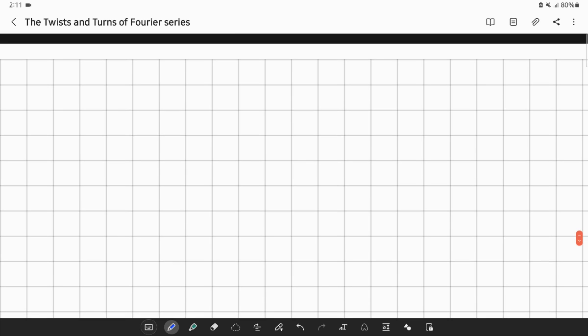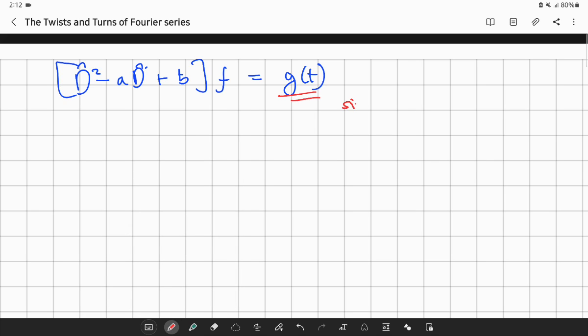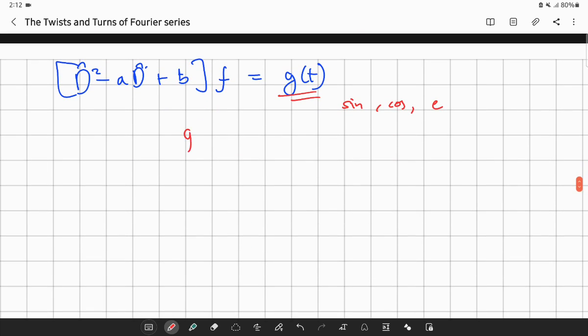So one of you asked me about differential equations, say of the form (D squared minus D plus b) times f equals g of t, for example. I answered at the time that if you have g of t as sine, cosine, or an exponential, you can solve it using simple methods like operator methods. But if you have a function like g of t is, I don't know, x cubed plus 4x, this would be in terms of t.